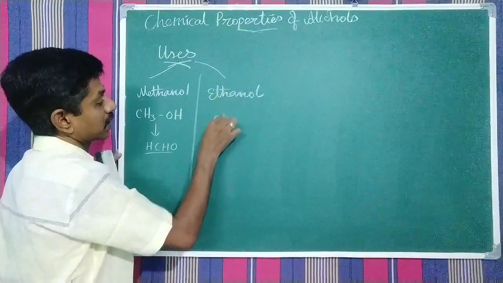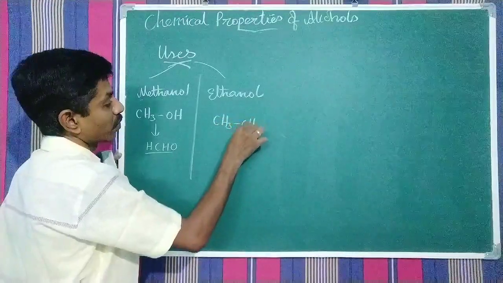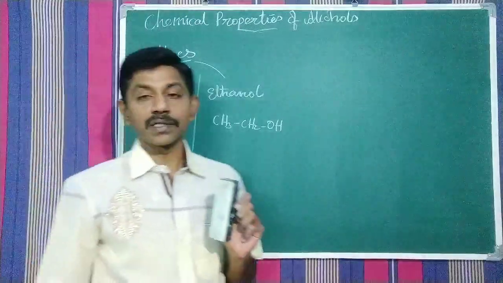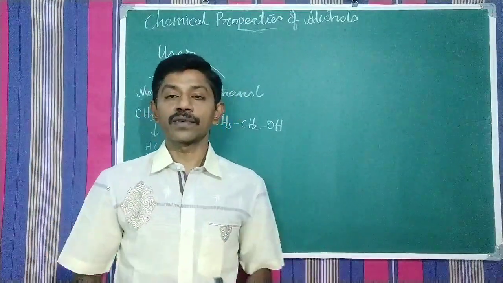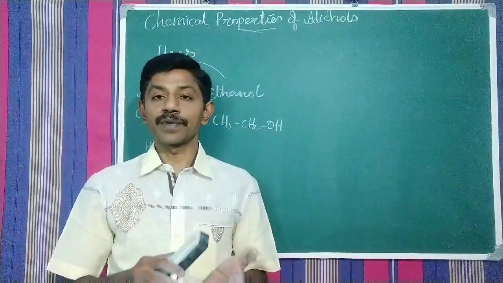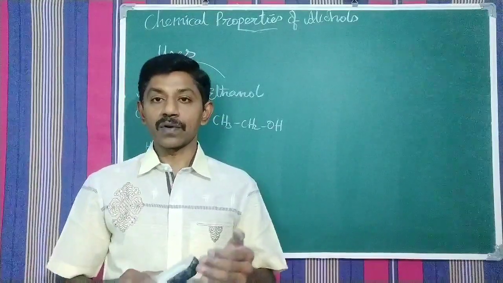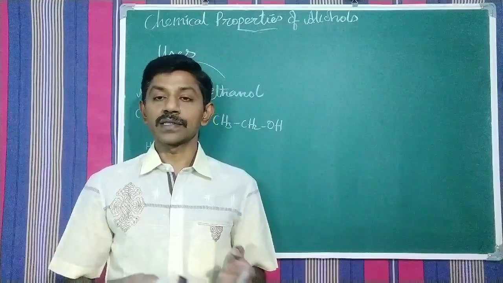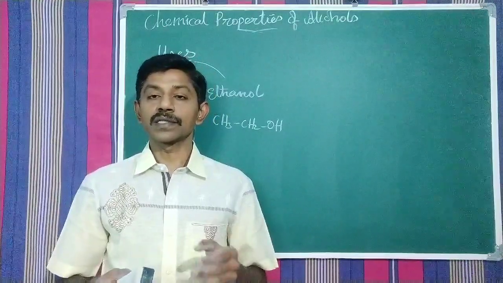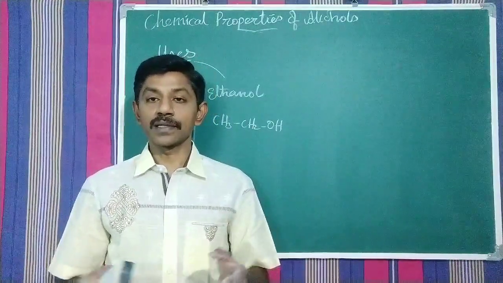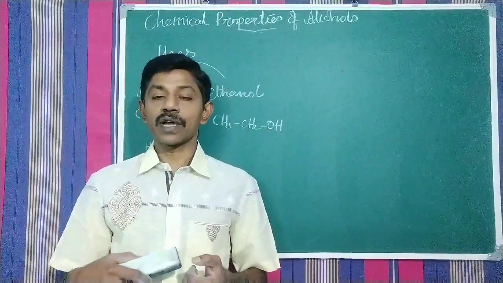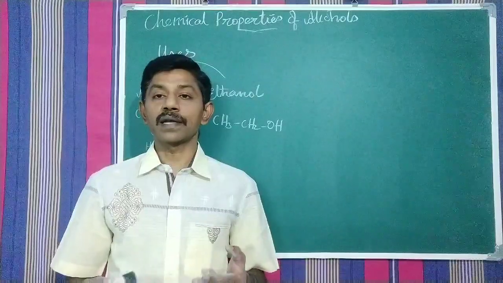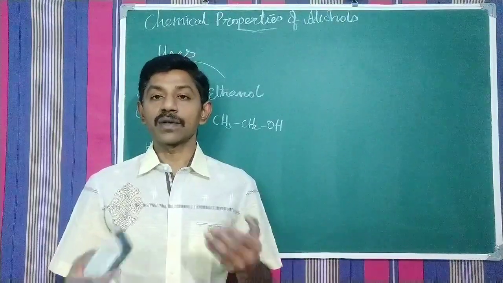So ethanol is CH3CH2OH. It is again a primary alcohol, and this ethyl alcohol has a wide variety of uses, starting from beverages, alcoholic drinks I mean to say, to the use of sanitizers. We are talking about alcohols as a very good solvent and material used for extraction, and they are thinking of power alcohol.